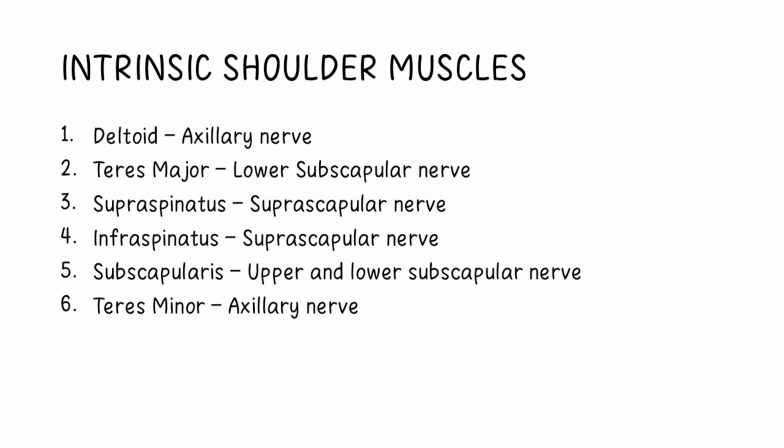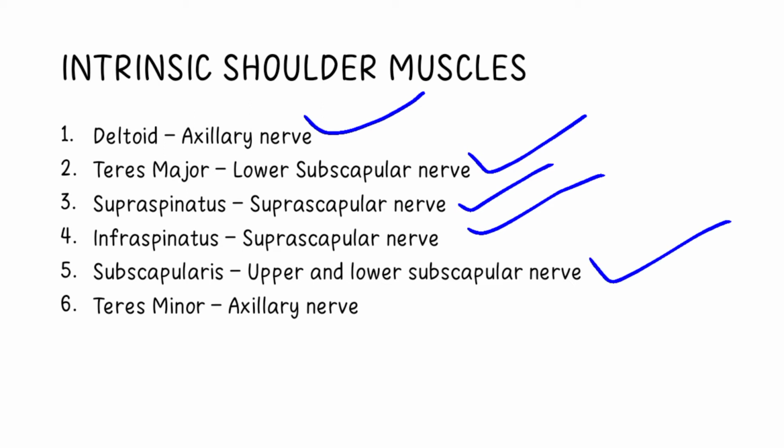For the intrinsic shoulder muscle, we have 6 muscles here: the deltoid muscle by the axillary nerve, the teres major by the lower subscapular nerve, the supraspinatus and the infraspinatus both by the suprascapular nerve, while the subscapularis muscle, the muscle found at the anterior part of the scapula, is supplied by the upper and the lower subscapular nerve, and we have the teres minor by the axillary nerve. So the teres minor and the deltoid have similar innervation. Note that.